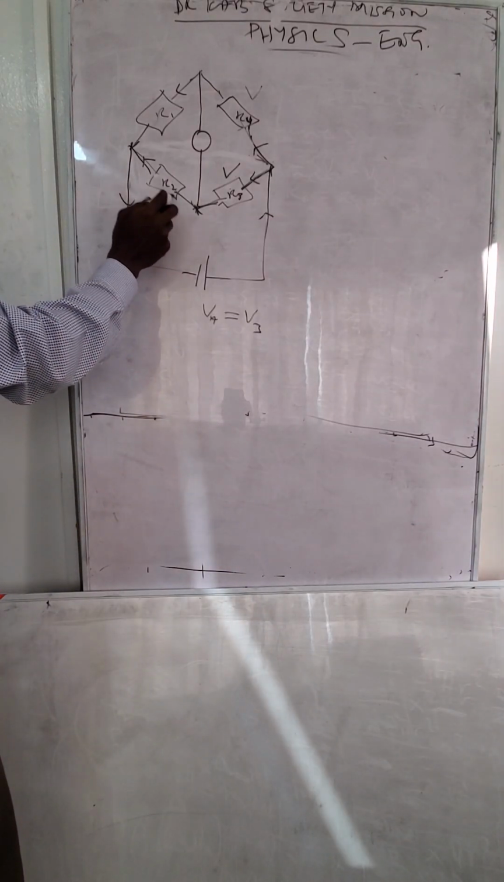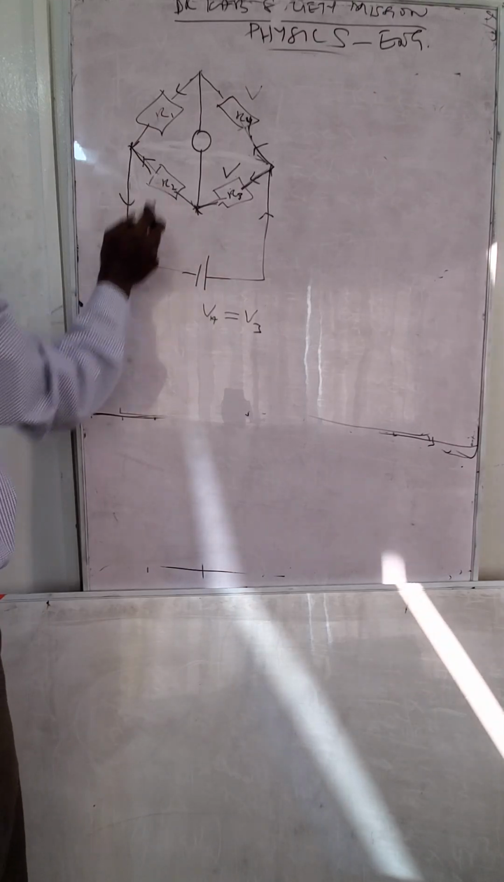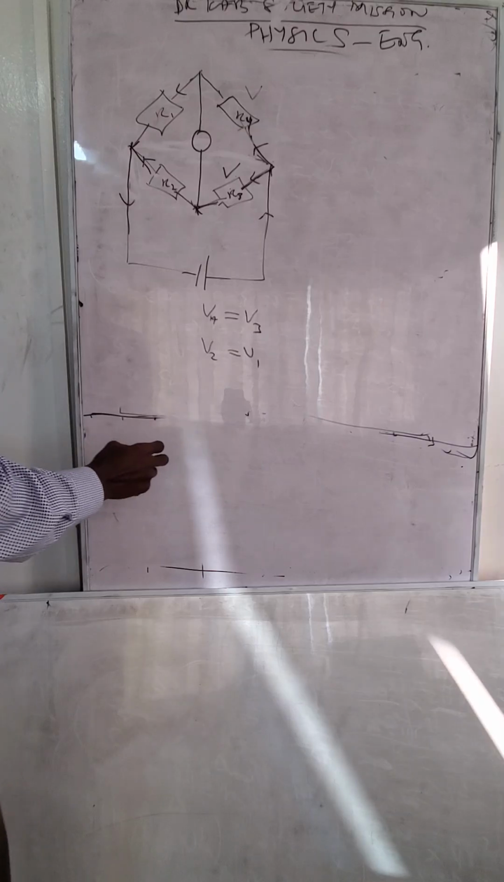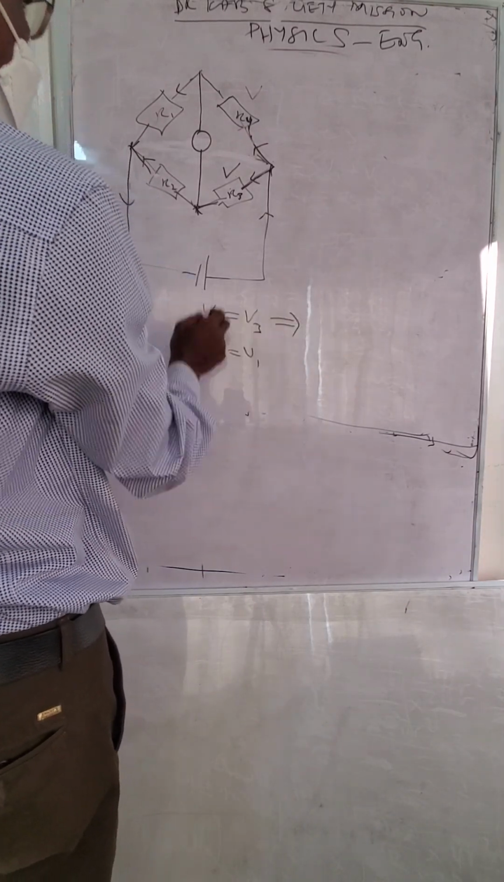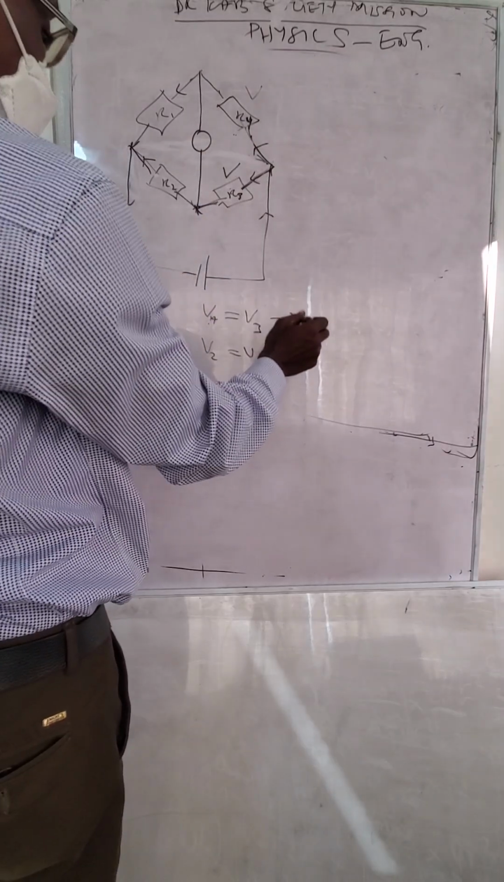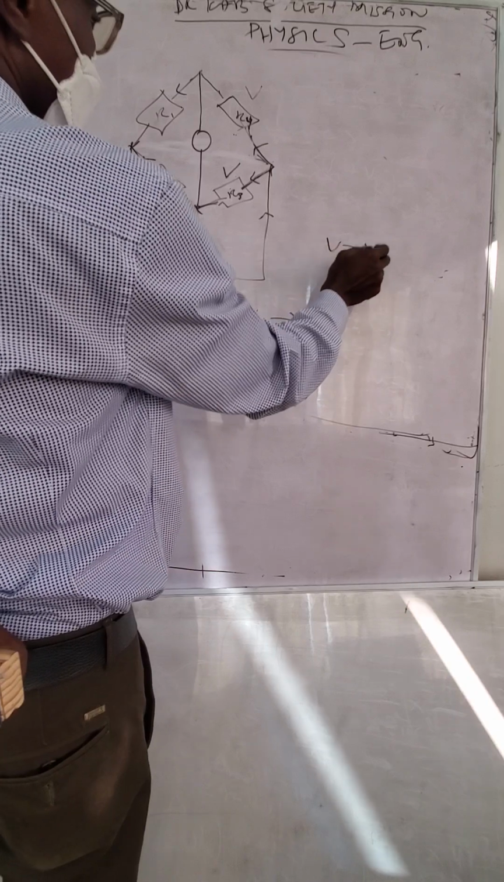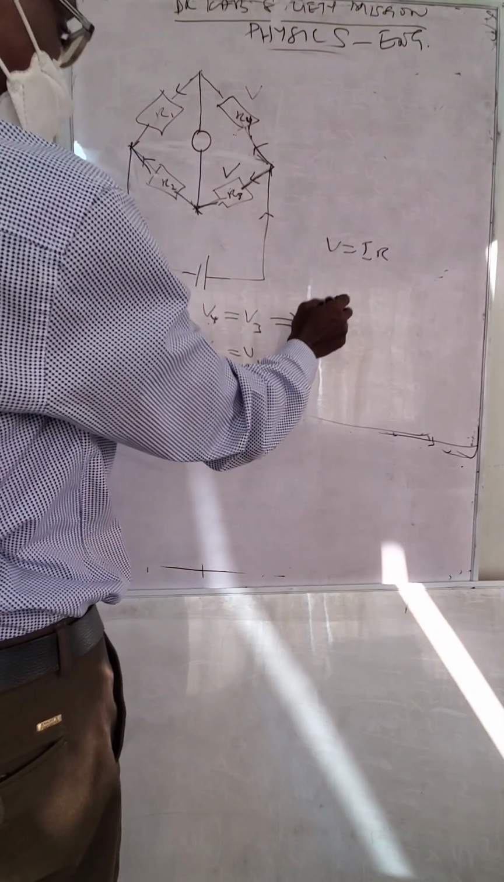Now the same principle will work for this one too. The voltage across 2 will be equal to the voltage across 1. So let's rearrange. This is the same as saying the voltage across this one, 4, is the same as... voltage is given by IR. Okay? So it's the same as saying what?